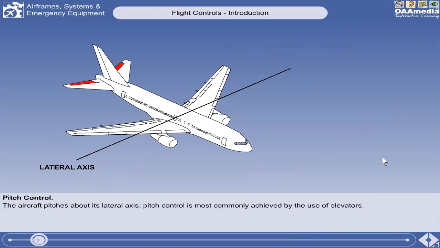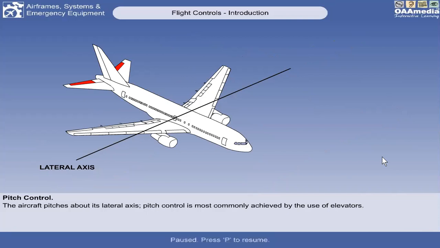The aircraft pitches about its lateral axis. Pitch control is most commonly achieved by the use of elevators. Okay, in regards to pitch control, the aircraft pitches about the lateral axis, so paikot sa lateral axis. So ang paikot sa lateral axis, it can be either pitch up or pitch down, or nose up tendency or nose down tendency. So pitch control is most commonly achieved by the use of elevators.